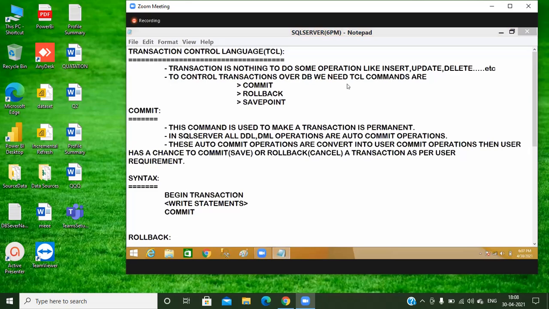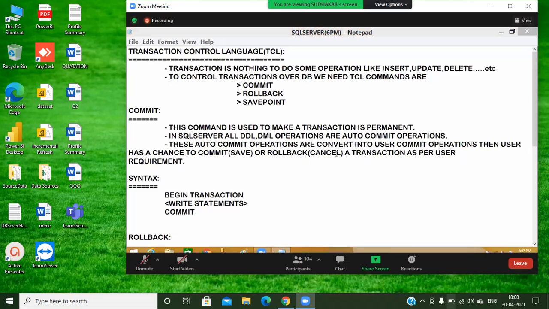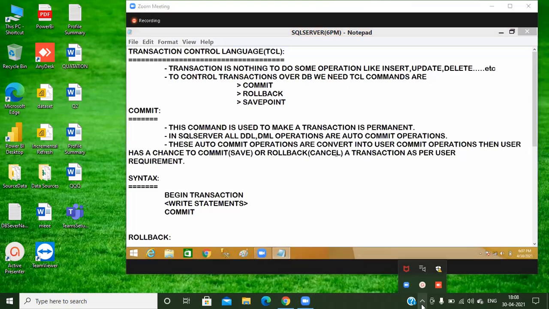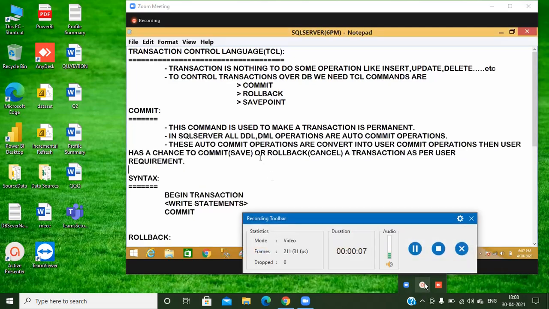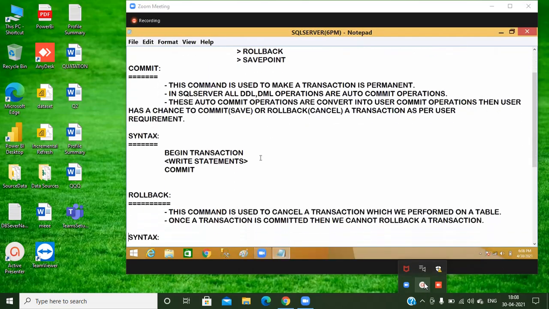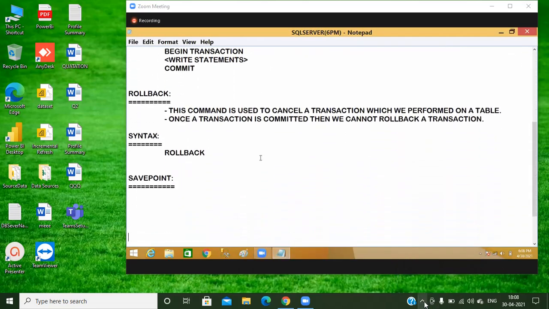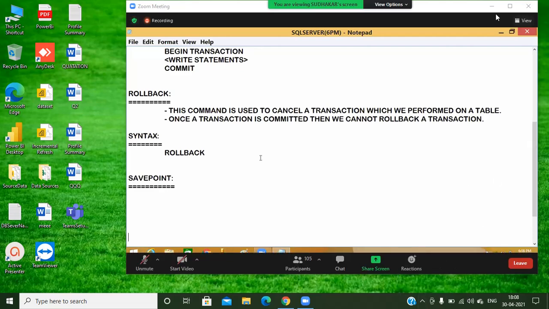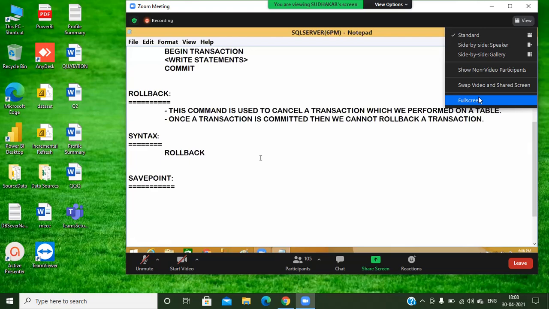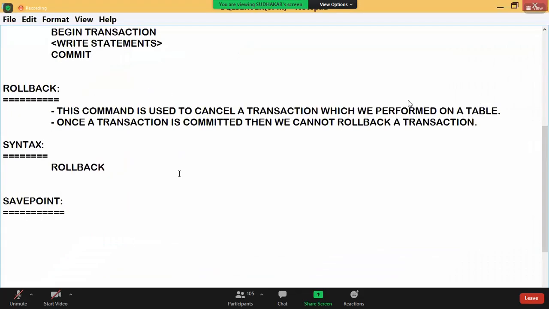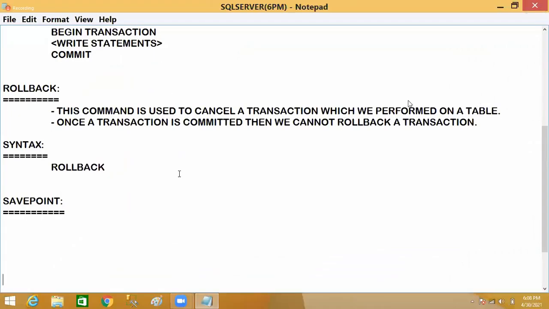Yesterday we checked out commit and rollback, and how they are used on your DML operations, controlled by the user. As per the user's request, he can go for commit when he wants. So you are completely the decision maker.